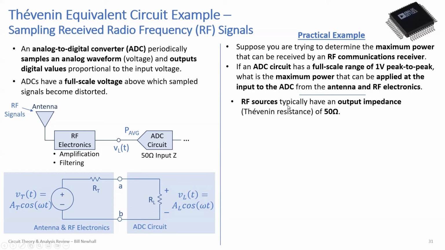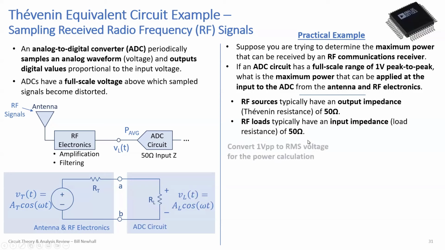So as I mentioned, RF sources, all RF equipment except for television related, has input impedances of 50 ohms. So that's the Thévenin resistance. RF loads typically have input impedances of 50 ohms. All right, so let's convert that 1 volt peak to peak to an RMS voltage for this power calculation. We're trying to figure out how much power average can be delivered to this ADC circuit.